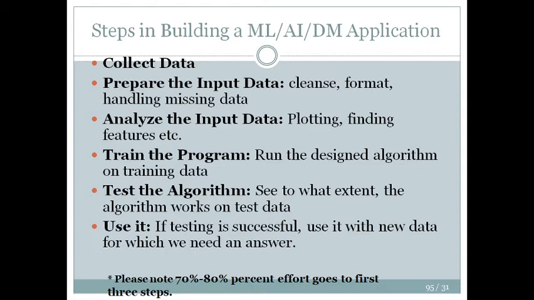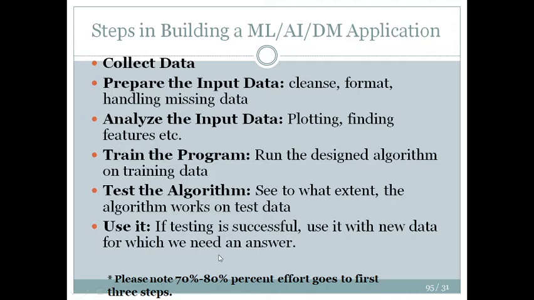the error margin, what is the percentage of your prediction correctness, what is the accuracy of your predictions. All of those errors will be worked upon again. You will again train the program and then test the algorithm. So we keep on switching between these two until we find what we're looking for. And last is to use it. If the testing is successful, use it with new data for which we need an answer.